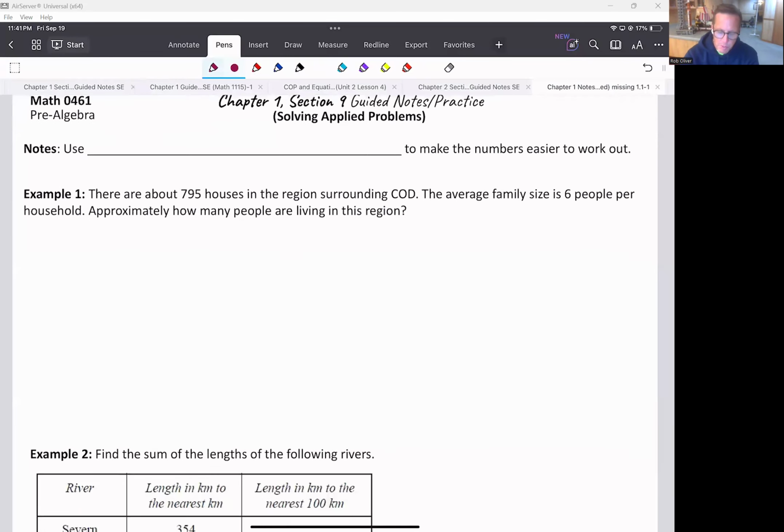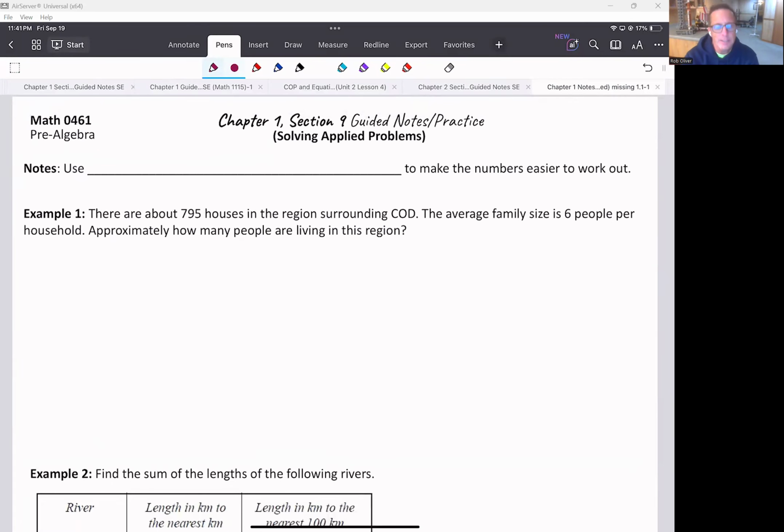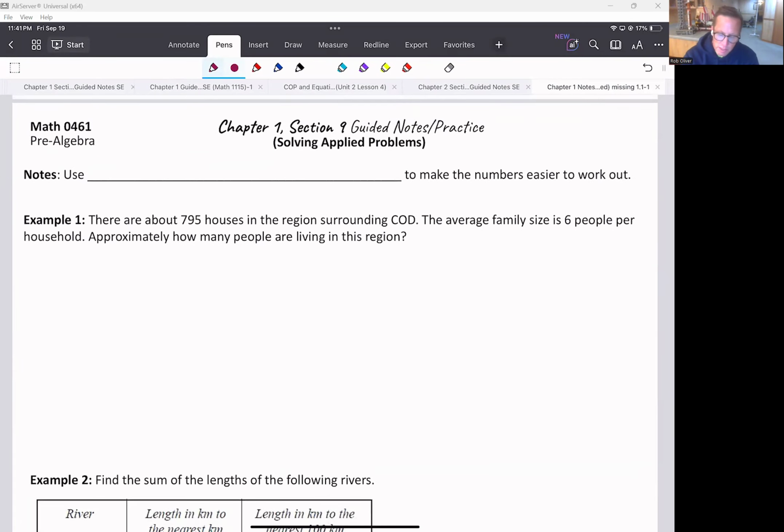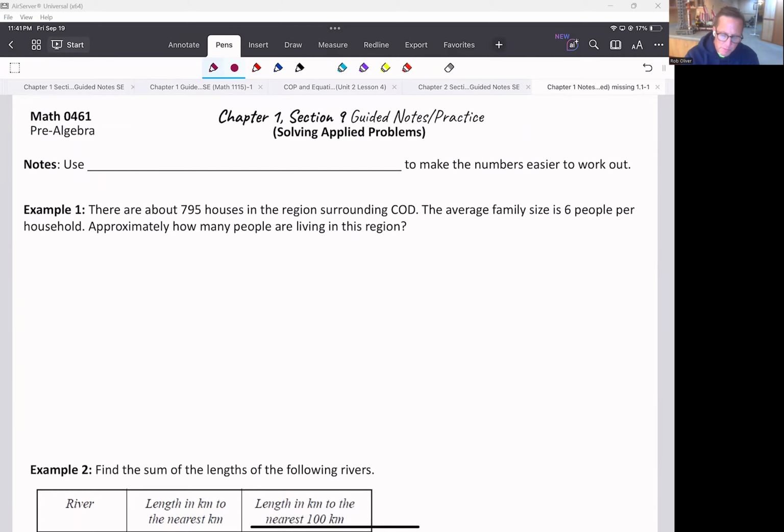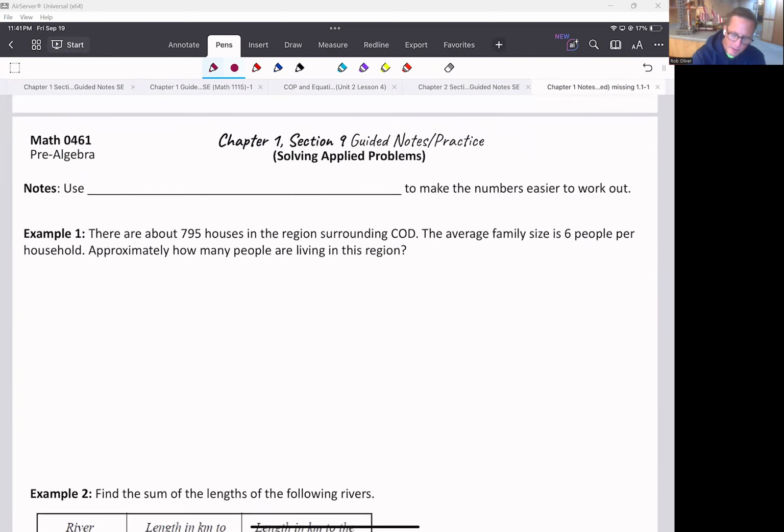Okay, let's go through chapter 1, section 9. This is the last section of chapter 1. Okay, so what are we going to do here? We're solving applied problems. In general, this is not a huge thing here. We're going to use mental math strategies or estimation strategies.